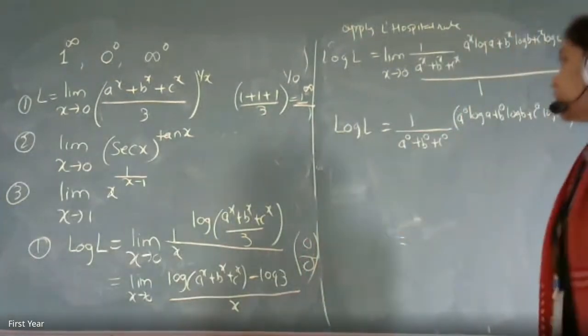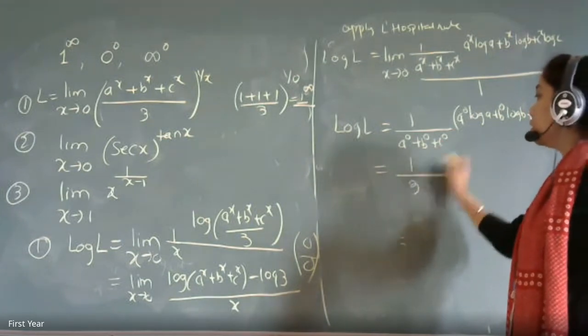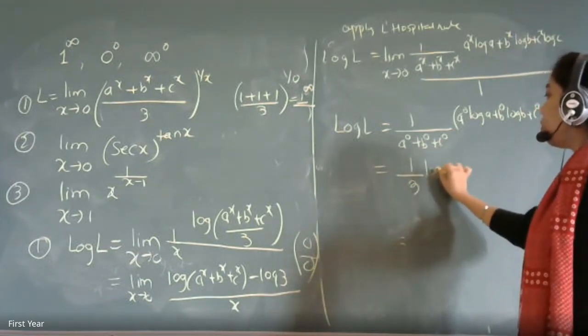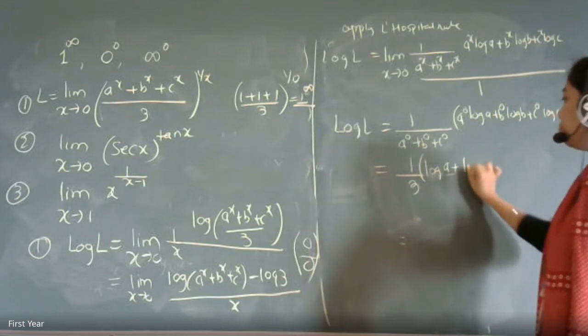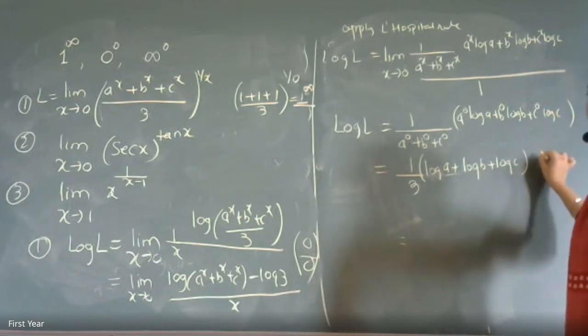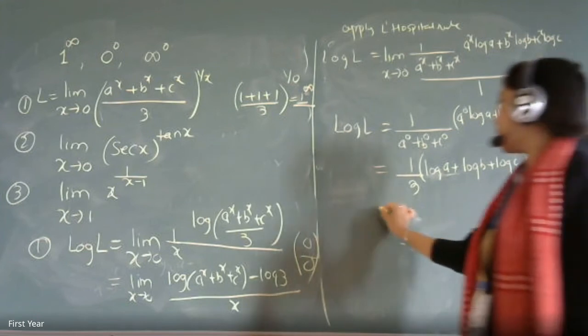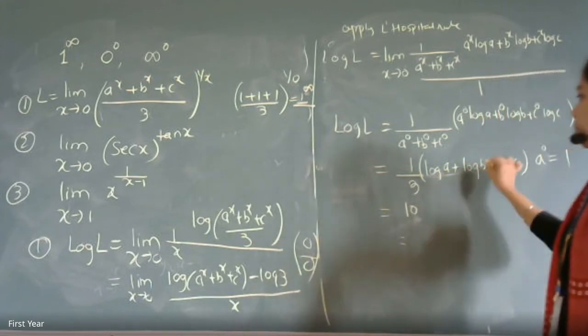What is anything raised to 0? It is 1. So it is 1 plus 1 plus 1, 3 into log of a plus log of b plus log of c. Since A raised to 0 is 1, anything raised to 0 is 1. And that's why this will become, what is the formula of log a plus log b plus log c? Log of a b c, very good.